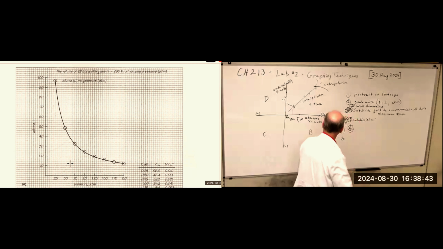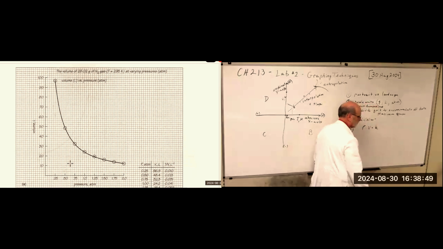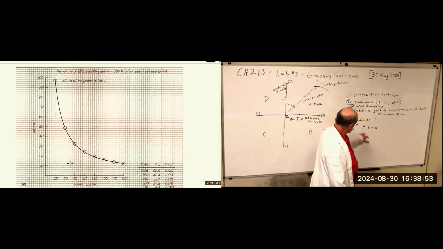In fact, it's represented by pressure times volume equals a constant. That's Boyle's law. And anytime you get a product of two variables equals a constant, you're going to have a shape of a curve like that. It's going to be a hyperbola. Because if it's going to be constant, when this one goes up, that one has to go down.